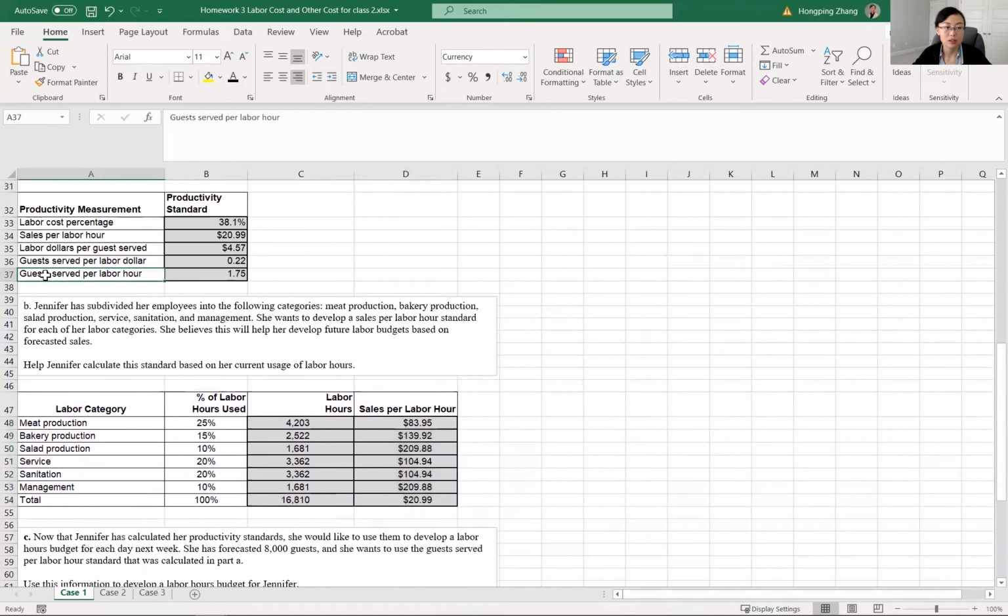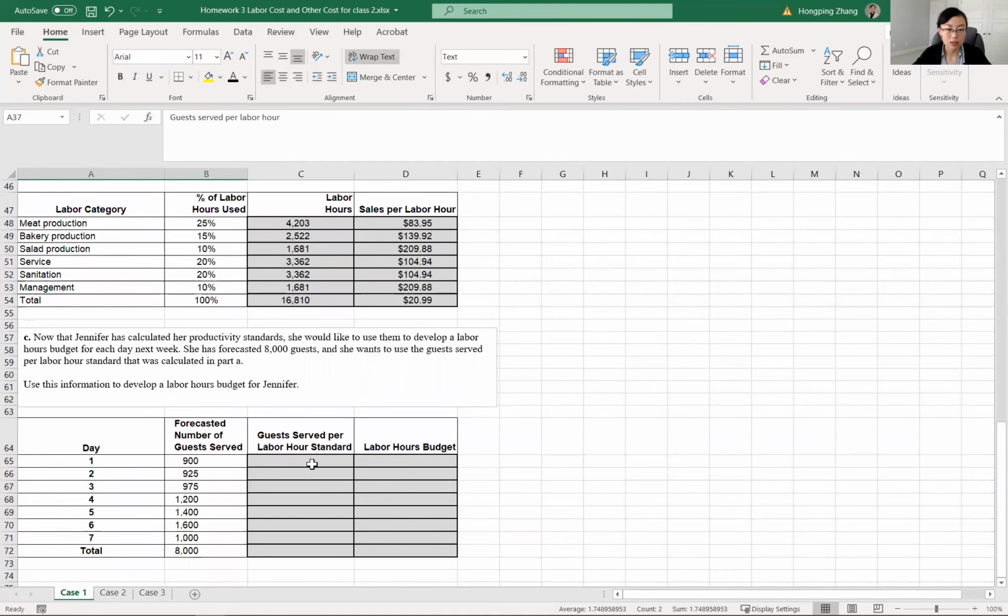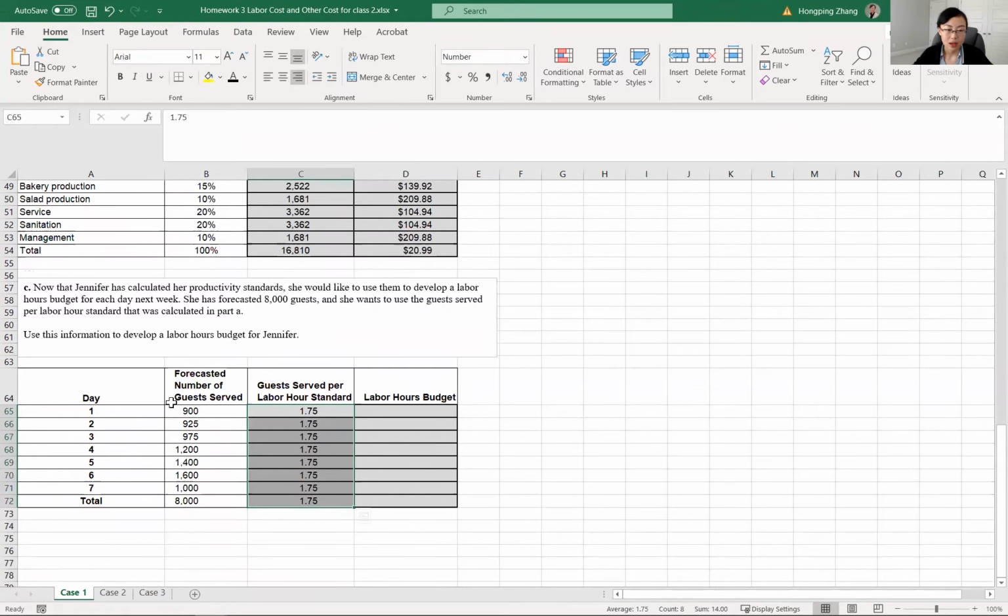We just have to calculate this. Guests served per labor hour. We think in each hour, each person in the restaurant can serve on average 1.75 guests. So we put this number here, 1.75, drag it down. And these are the number of people we think will come to the restaurant each day.